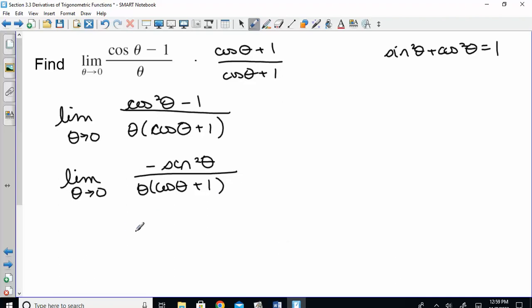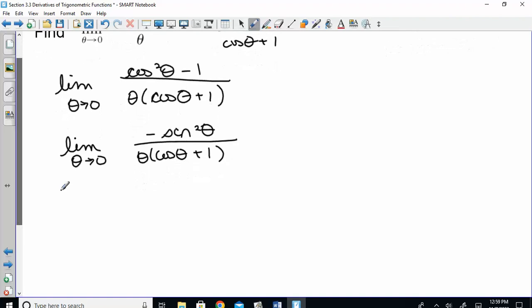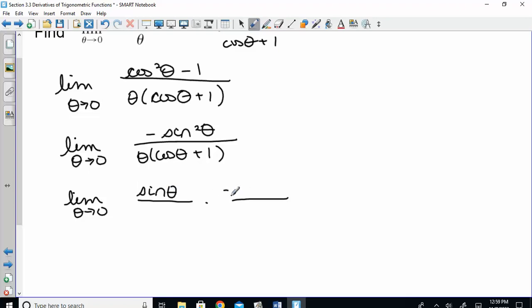Okay, at first glance, this really doesn't look like it helped us at all because I still have a 0 on the bottom. But I am going to rewrite this. I'm going to separate these. My negative sine squared theta, I'm going to separate into a sine and a negative sine. On the bottom, I'm going to pull apart the theta and the cosine theta plus 1. Do you guys agree that if I multiply this, I would get back to the previous line? Yeah, because when you multiply fractions, you just go straight across.